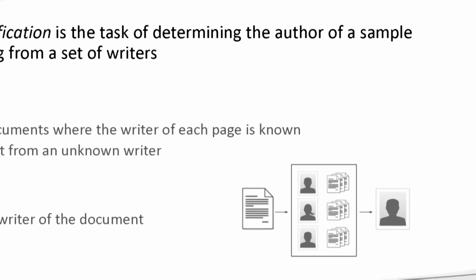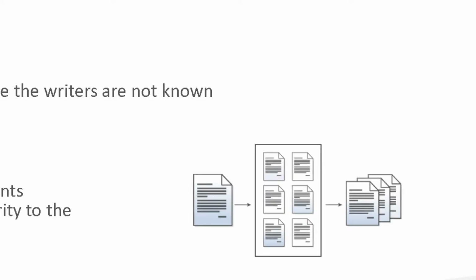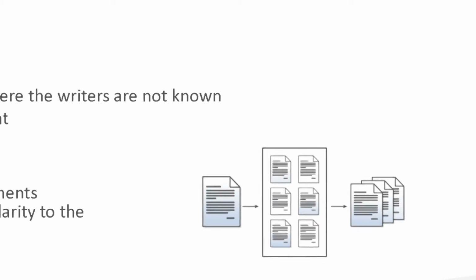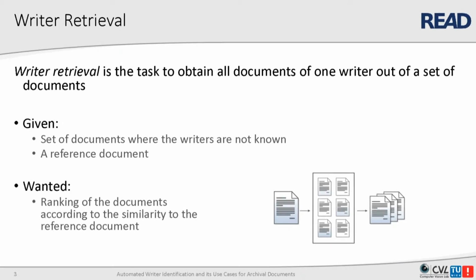So I illustrated it here: we have a database where we have a couple of documents, and we know the author of each of these documents. Then we have a query document, and the system tells us the identity of the writer. In contrast to this, but also covered within the task of writer identification, is writer retrieval. Writer retrieval is something similar, but a little bit different. Writer retrieval is the task to obtain all documents of one writer out of a set of documents.